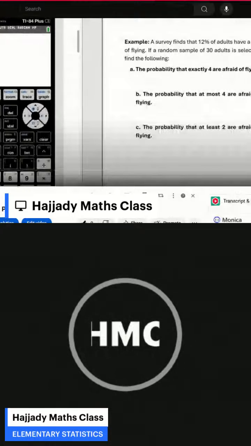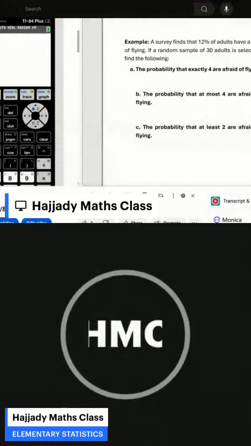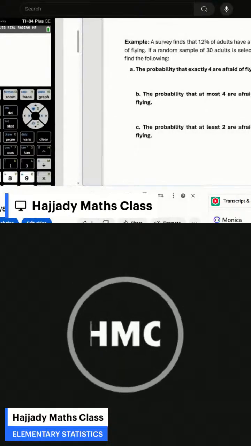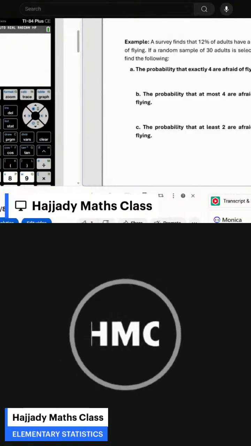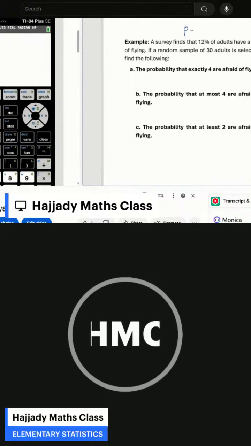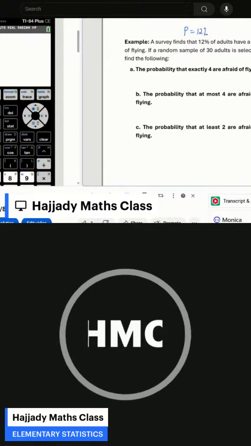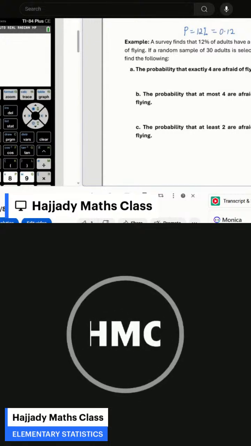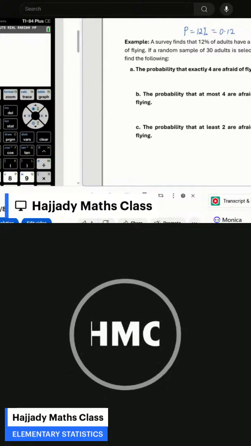Hello viewers, in this example, I want to use TI-84 calculator to solve questions on binomial distribution. Now let me look at the example. It says a survey finds that 12% of adults have a fear of flying. From this, we can see that our probability of success is 12%, which is equivalent to saying 0.12. If a random sample of 30 adults is selected, this shows that we have our sample size n to be 30.